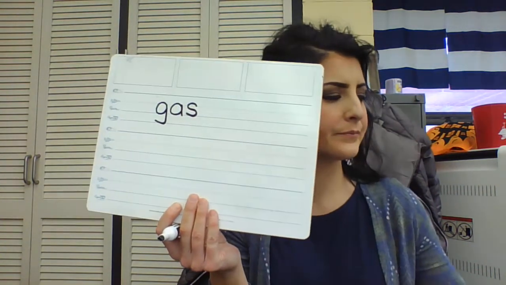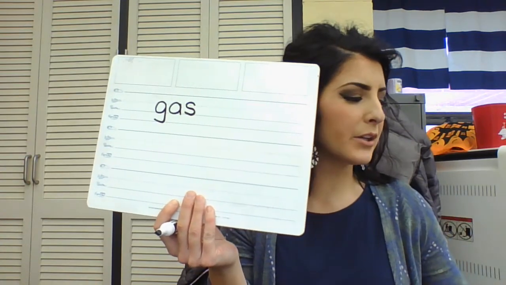And we are going to do 1 review word and 2 trick words. So the review word I would like you to build is the word gas. Please build the word gas. G-a-s. Gas. G-a-s. Gas. Good job.